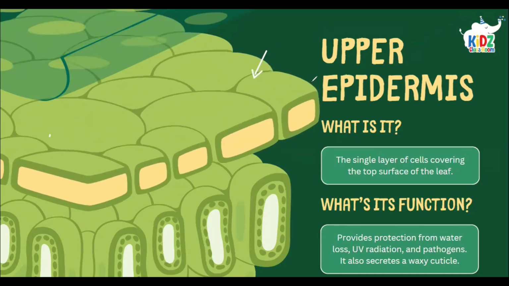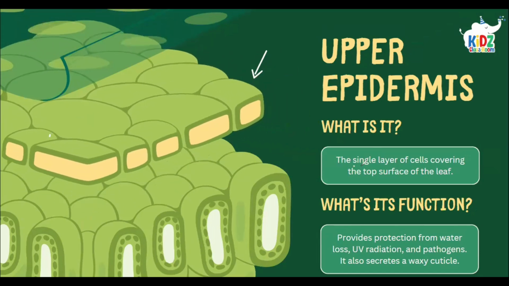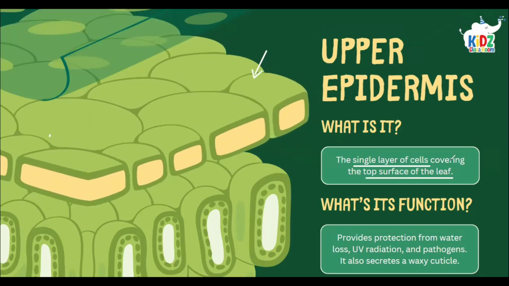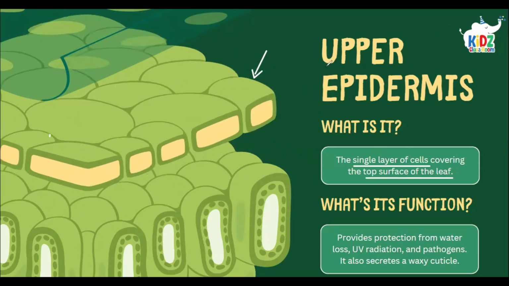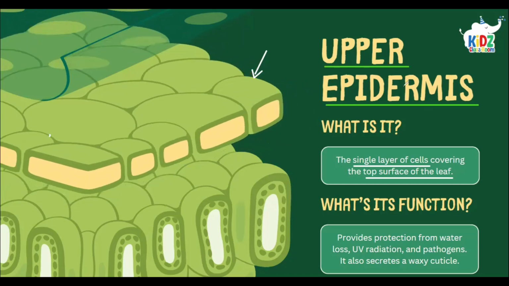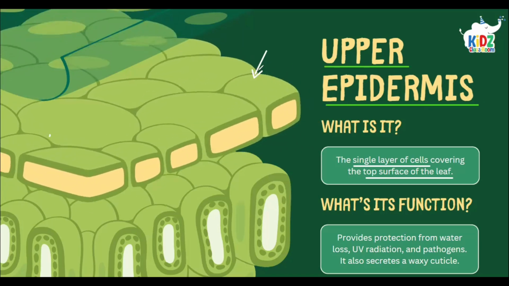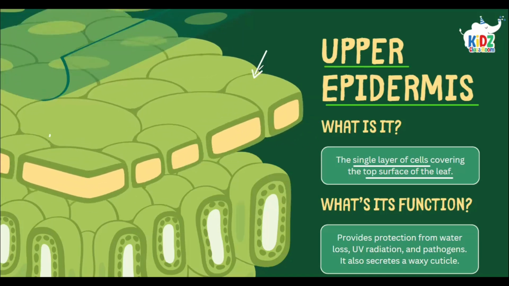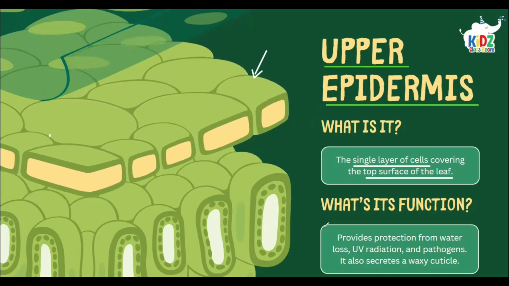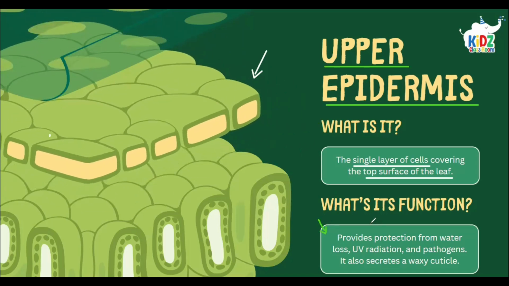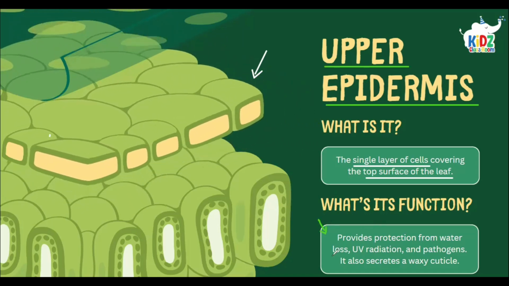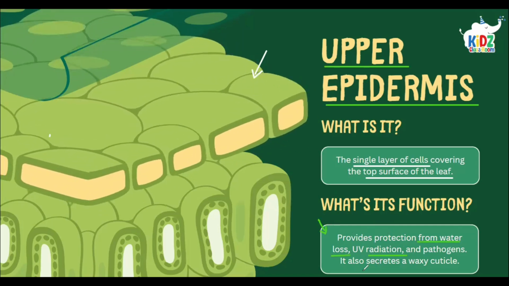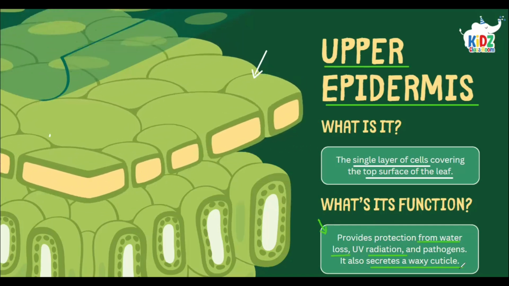Okay, so beneath the cuticle, we have the upper epidermis. And what is the upper epidermis? It is the single layer of cells which covers the top surface of the leaf. And what's its function? Its function is to provide protection from water loss and radiation, and it also secretes a waxy cuticle.